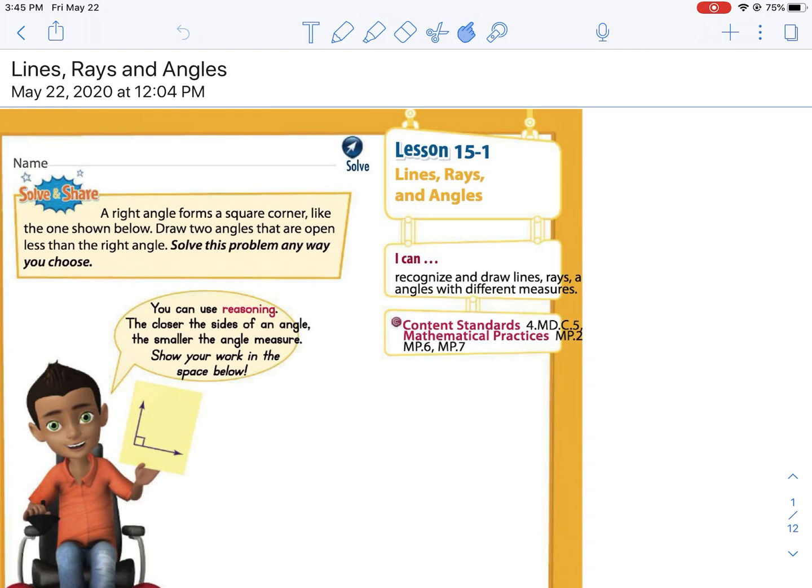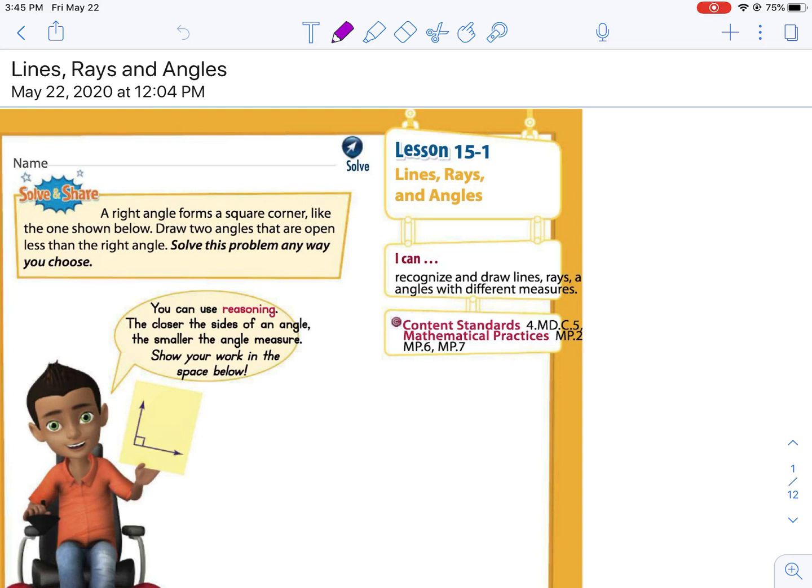Draw two angles that are open less than a right angle. Solve this problem any way you choose. So we're looking over here, and then we're looking in the speech bubble, and it says you can use reasoning: the closer the sides of the angles, the smaller the angle measure. Show your work in the space below.